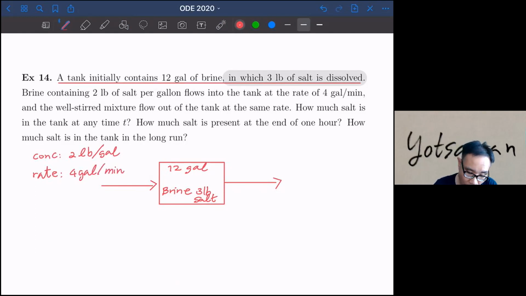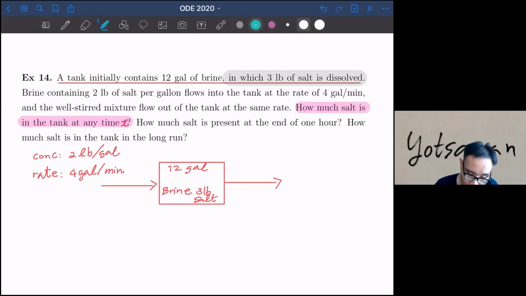And we have the first question, that we would like to know how much salt is in the tank at any time x. I'm not going to use t, I'm going to use x for convenience. So let's change this to x. So I'm going to change t to x. And that will be our first question. Okay, so it's going to be this one.